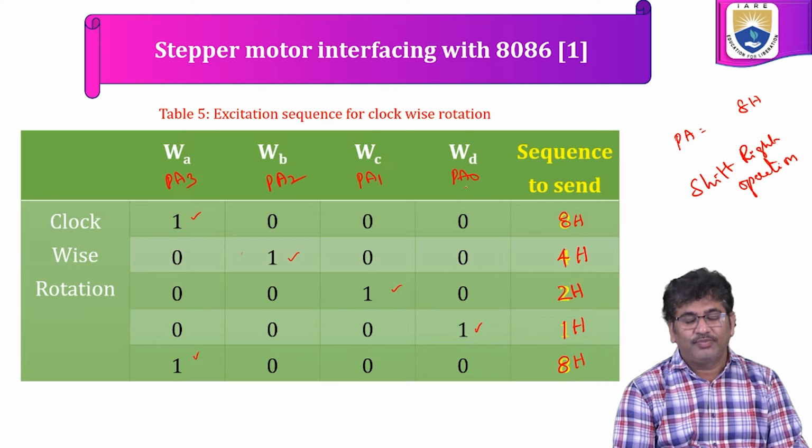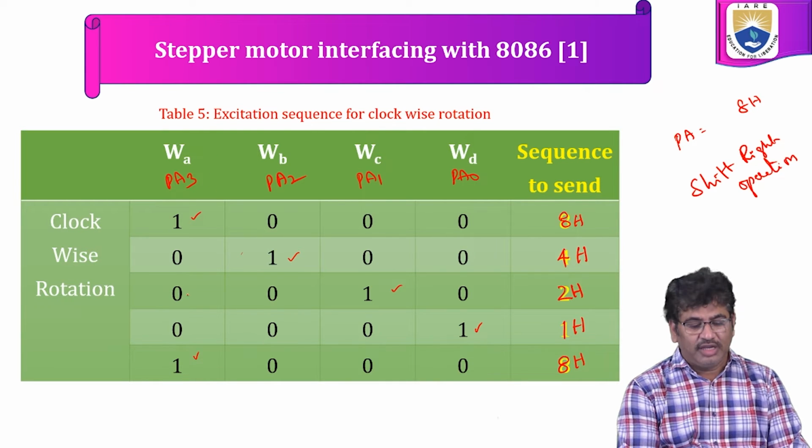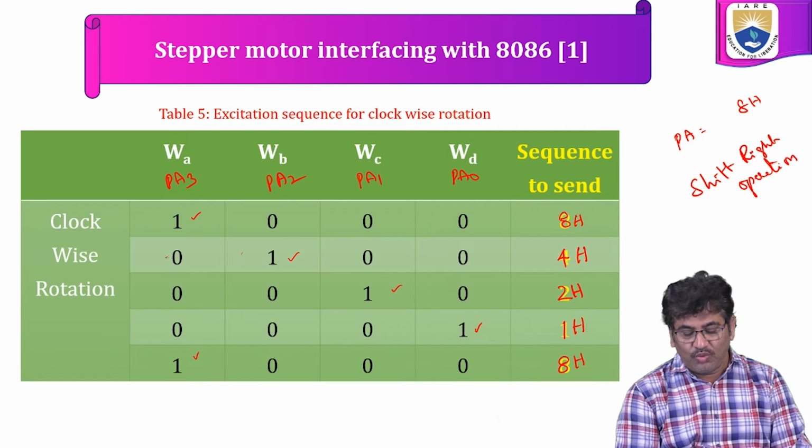So as we have chosen the port A0 bit for winding D, port A1 bit for winding C, port A2 bit for winding B, port A3 bit for winding A, for rotating clockwise, shift these contents towards the right side.